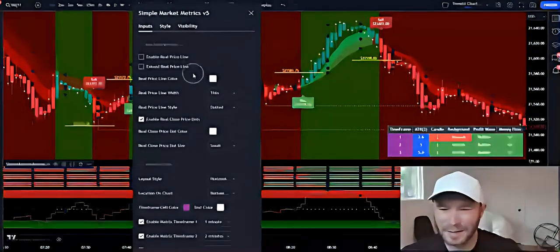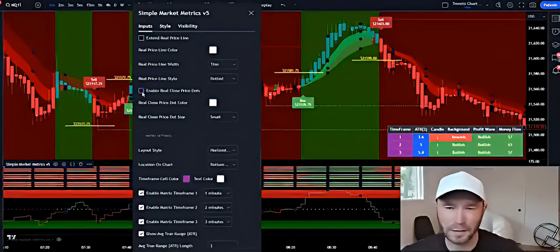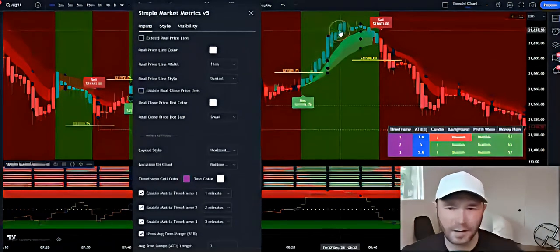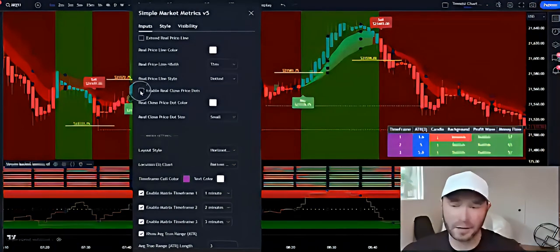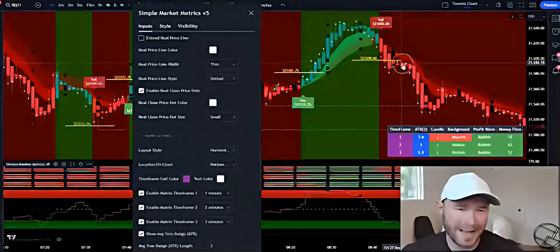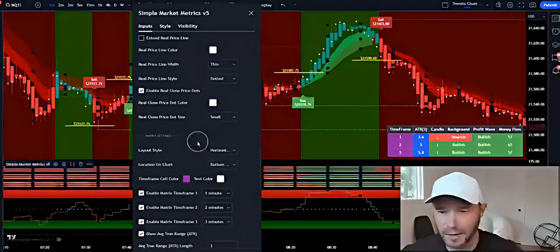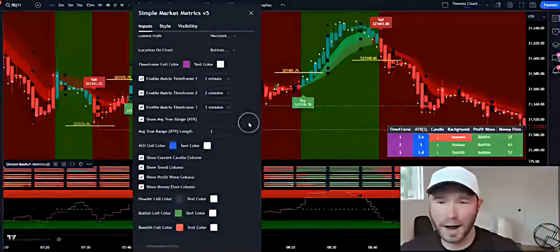So I'm going to skip down here for a little bit. Enable real price close dots. You guys are familiar with that. That is actually just the white dots. And this is actually the live price overlaid on top of Heikin-Ashi candles. So I know exactly when this candle ends where the price action is. Absolutely incredible. All right, this is what everyone has been waiting for.